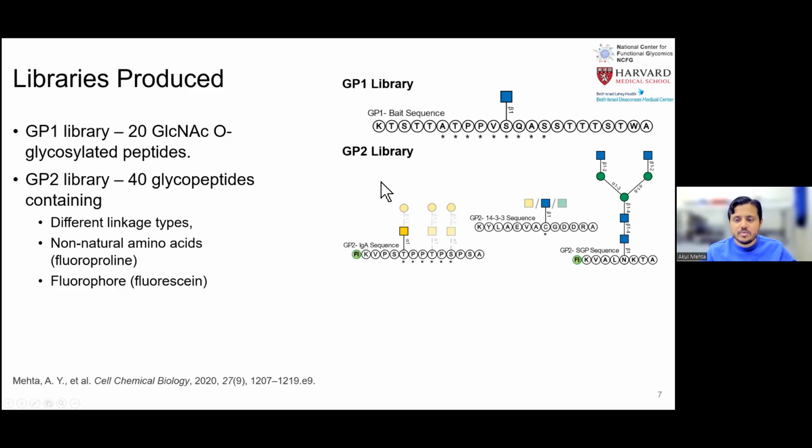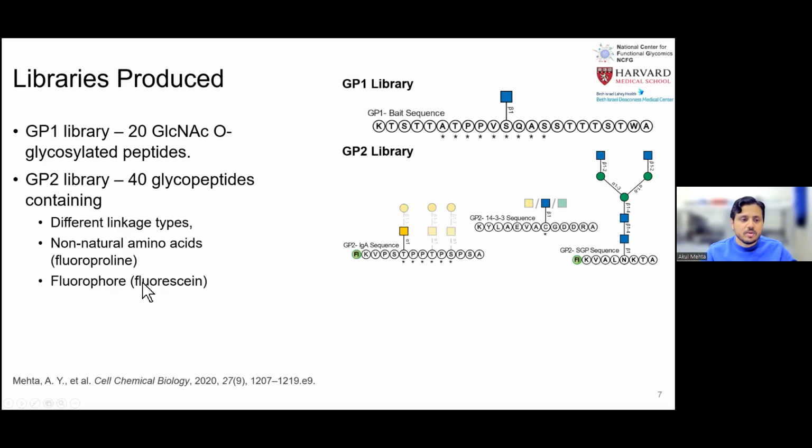In this library, we tried to really see how robust the technique was once we optimized the method, right? So here we started doing things like trying different linkage types. So obviously the O-linked threonine, but then we had cysteine-linked sugars, as well as asparagine-linked sugars synthesized in this using the same method. We also tried to incorporate non-natural amino acids. So we replaced these prolines over here with fluoroprolines, and that also worked pretty well.